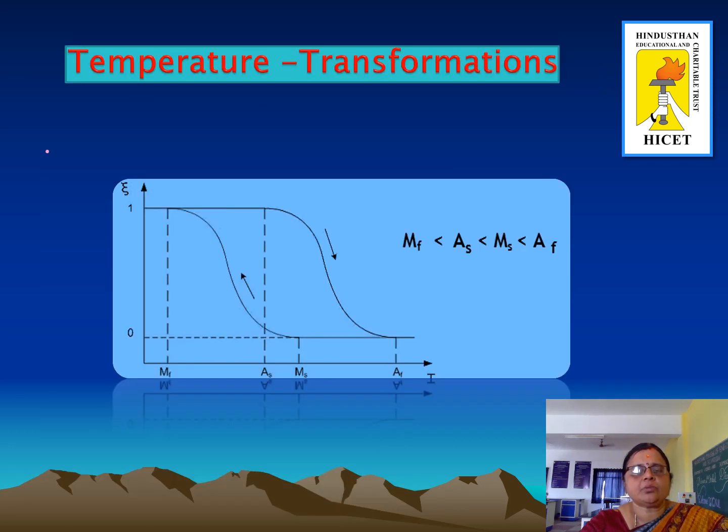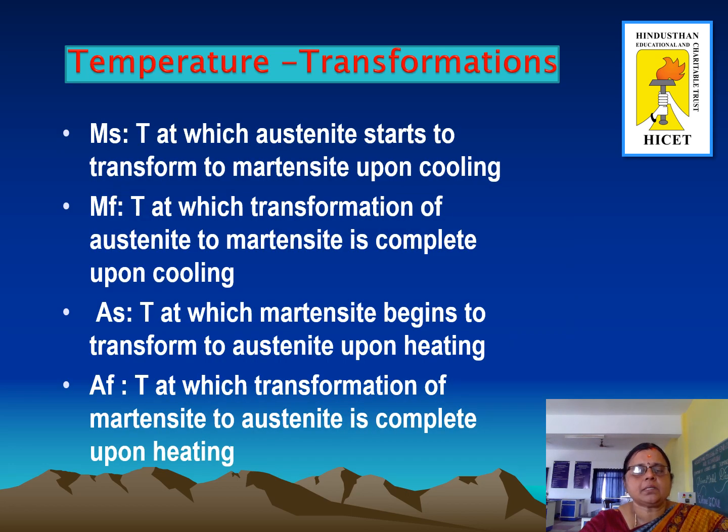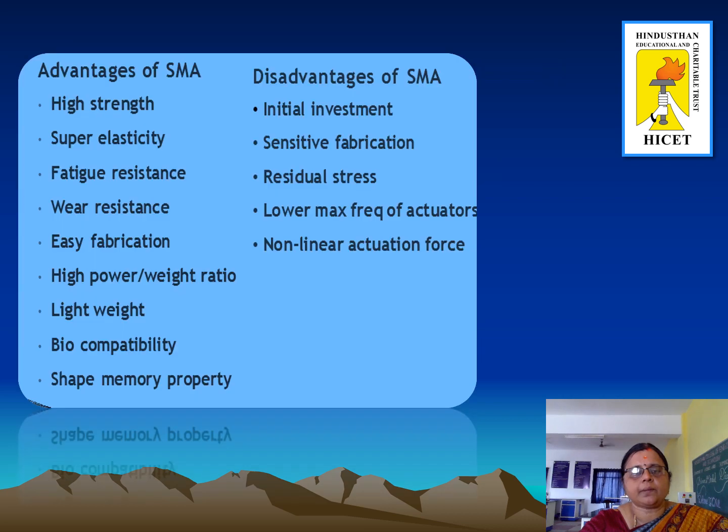The temperature transformations in austenite and martensite have a hysteresis shape. MS is the temperature at which austenite starts to transform to martensite upon cooling. MF represents the temperature at which transformation of austenite to martensite is complete upon cooling. AS represents the temperature at which martensite begins to transform to austenite upon heating, and AF represents the temperature at which transformation of martensite to austenite is complete upon heating.